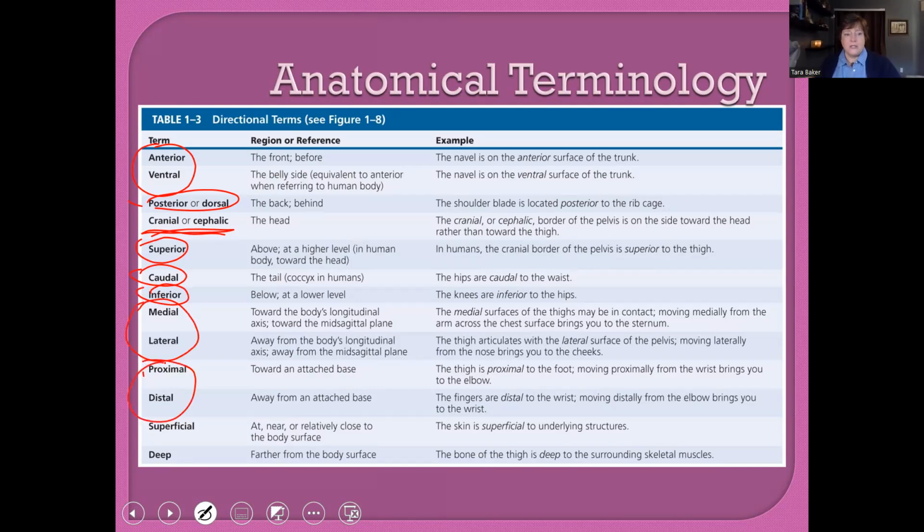And then the last one I'm going to mention here is superficial and deep. Superficial means that it's on the surface of the skin, the surface of the body, compared to whatever we're looking at, which is deep inside the body. So the skin is superficial to the heart. Or if we're looking at different layers of something, the skin is superficial to the muscle that lies beneath it, or we say that the muscle is deep compared to the skin.